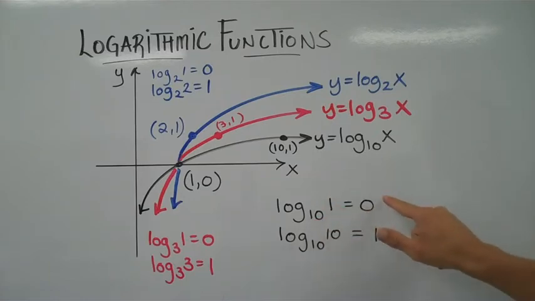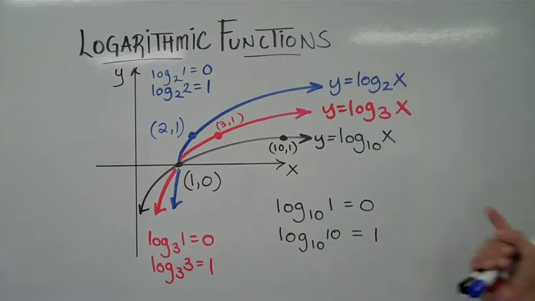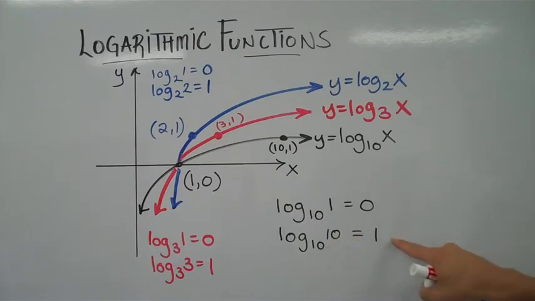So (1, 0) is my point because I put a 1 in for x. If I put a 10 in for x, I'm saying 10 to the what equals 10? Well, 10 to the 1 equals 10, so my point is (10, 1). So I go through (1, 0) and (10, 1).